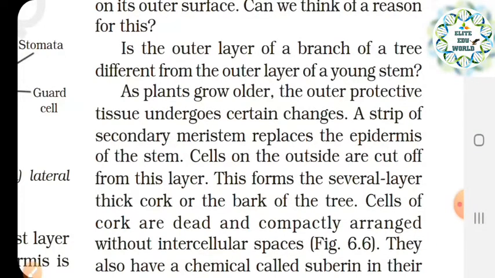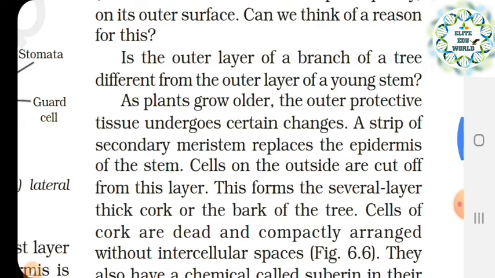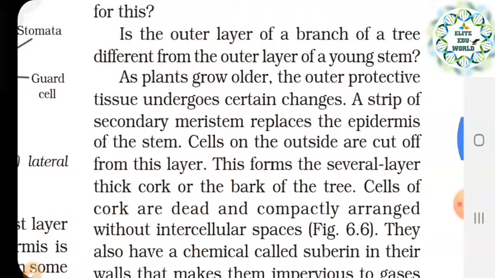Is the outer layer of the branch of a tree different from the outer layer of a young stem? The question is mentioned here. When we look at the branch of the tree, it is already well developed, so is it different from the young stem? Yes, because a young stem has growing tissues, and once it has completely grown, it is converted into permanent tissue. That is why they are very different.